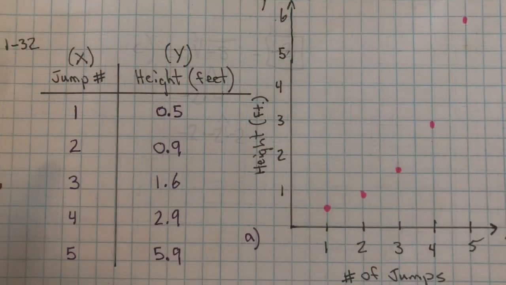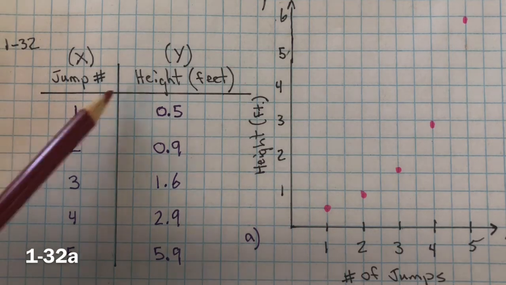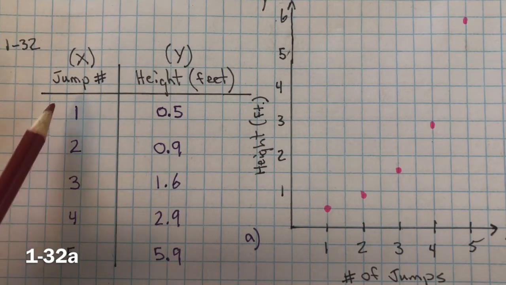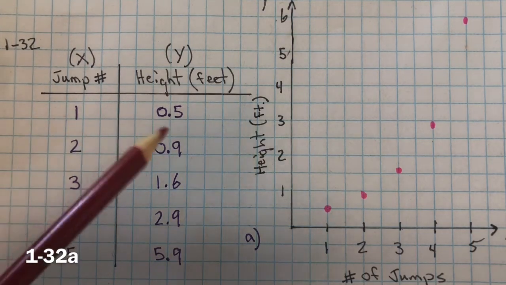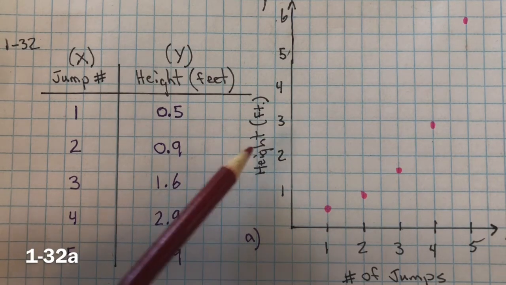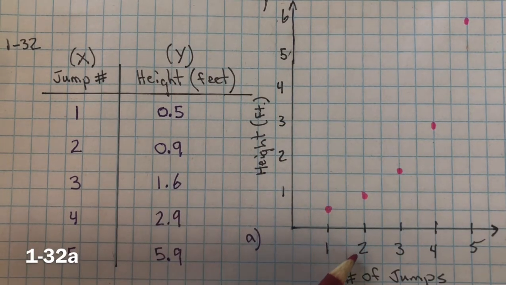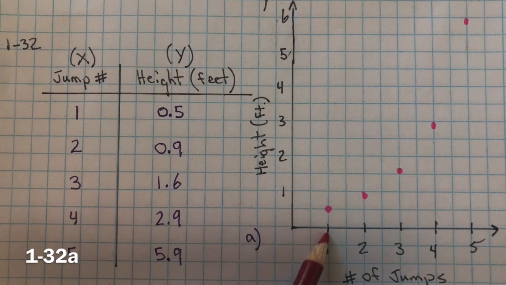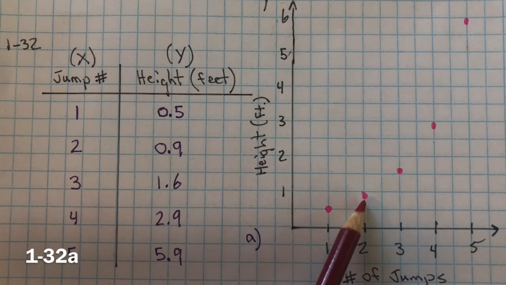For 132, we need to graph the data that was provided in the table. X represents the number of jumps, and the Y values is the height. The height is dependent on the independent number of jumps. So 1 jump, 5/10. 2 jumps is 9/10, almost 1, just below it, and so forth. And you just keep plotting the points.